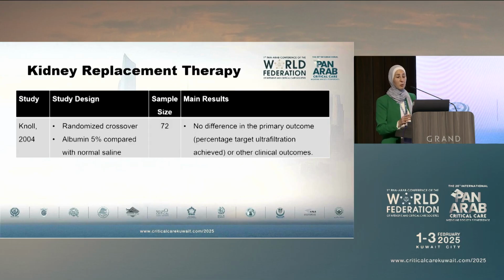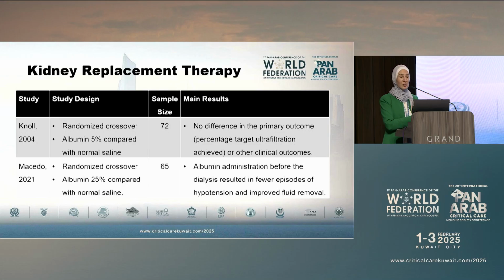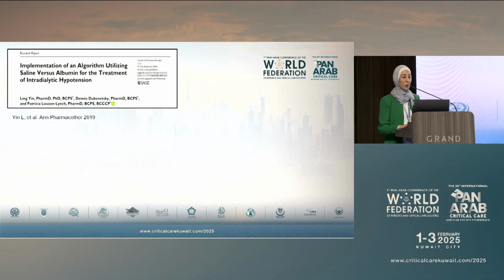So this is a study, it was a randomized crossover study, 70 plus patients. There was no difference in the primary outcome between patients that received albumin versus patients that received normal saline. On the other hand, this is a study where they actually found benefit in fewer episodes of hypotension and improved fluid removal with the use of albumin compared to the use of normal saline. So the data has been kind of conflicting in terms of whether you would actually see a true benefit when you apply that to a larger patient population.